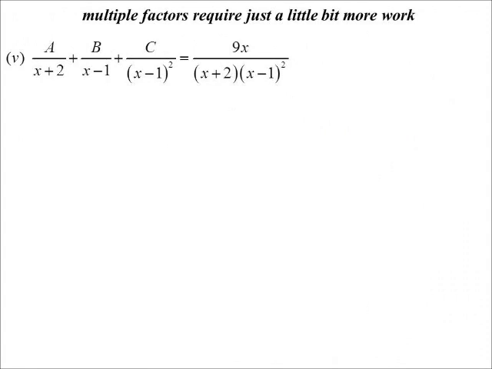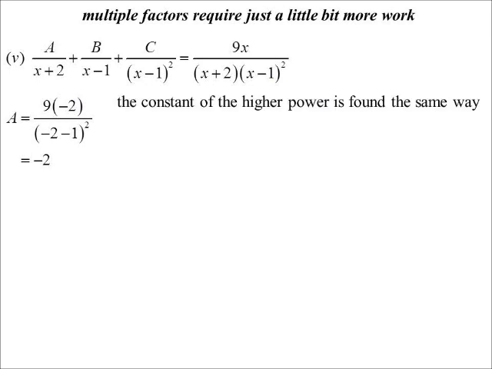Multiple factors? Okay, what happens with this one? Okay, a is going to be easy to work out. Not a problem. But hang on, what do I do with the b and c? Which one do I use? So that's the constant of the higher power is the one that we use. So we would go x equals 1 to find c, not b. We'd find c. So c will be 9 times 1, cover up the x minus 1 squared, we'll get 3.